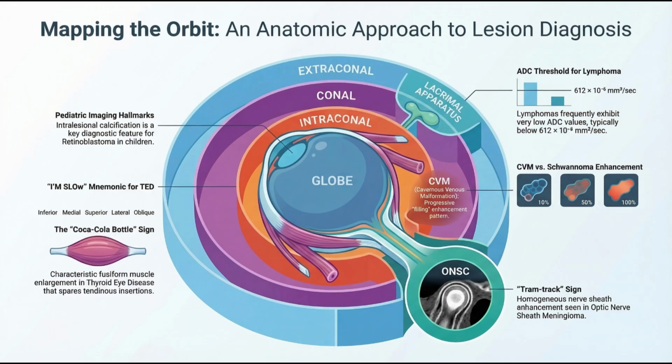The second globe condition the source covers is uveal melanoma, which affects adults. Now, when I hear melanoma, I immediately think of skin cancer. How does that relate to the inside of the eye?